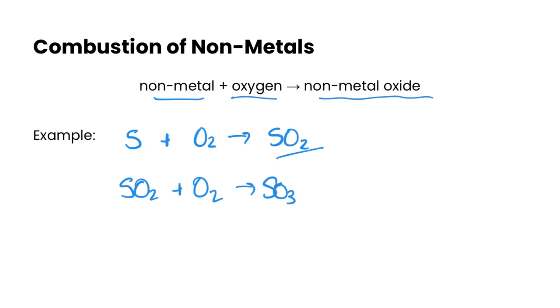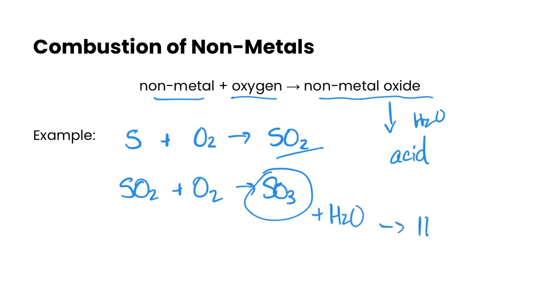The reason I'm bringing this up as an example with environmental aspects is because if we take a nonmetal oxide and we react that with water, we create an acid. If we take this SO3 and react that with water, we actually create sulfuric acid. And this is how acid rain is actually produced. So, an interesting environmental connection here.